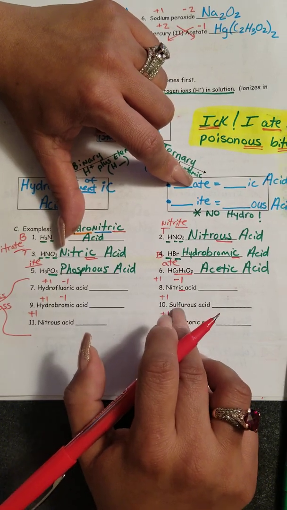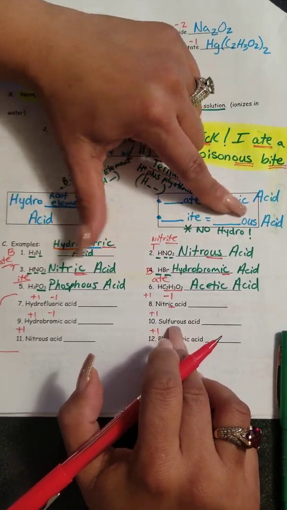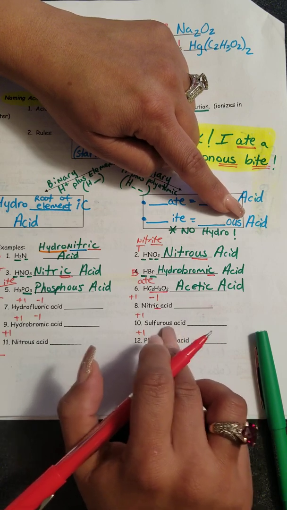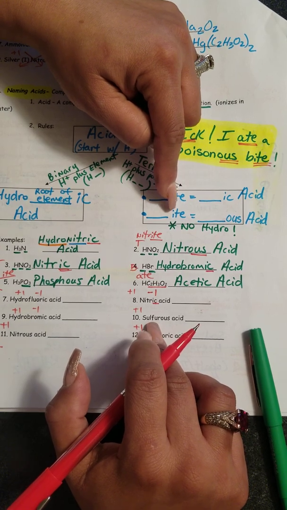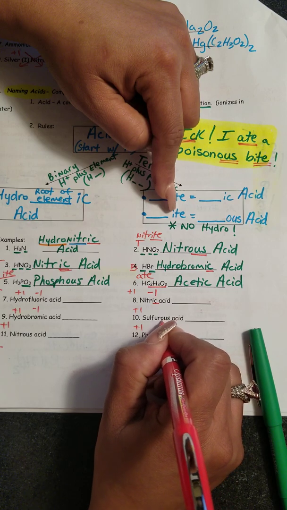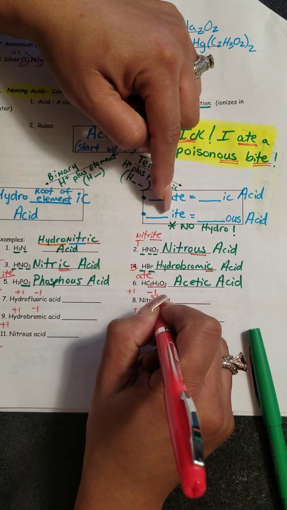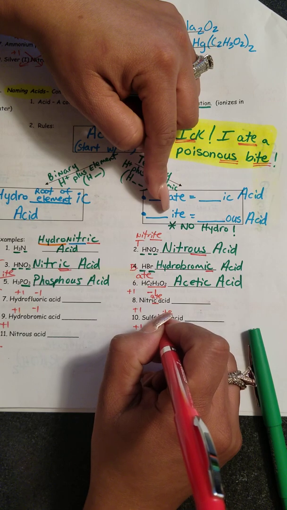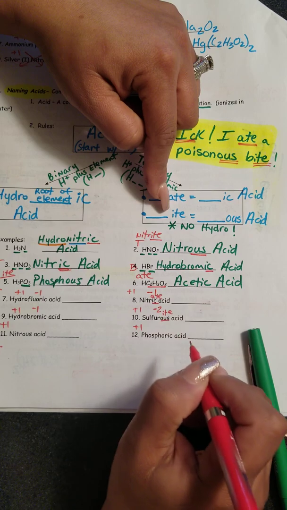Let's go to number 10. Sulfurous acid, OUS. Look at OUS over here at the top. What was that originally before we named it the acid name? It was an ITE. So sulfuric acid, this IC, was originally an ATE. Okay, ITE, when we go over there, sulfurous, sulfurate, can't even speak right now, tongue-tied.